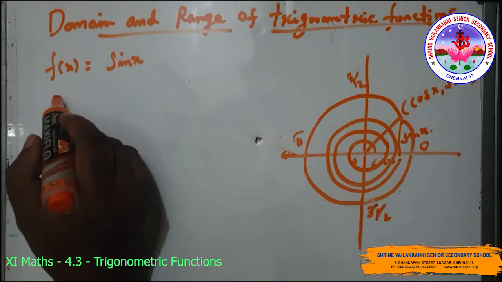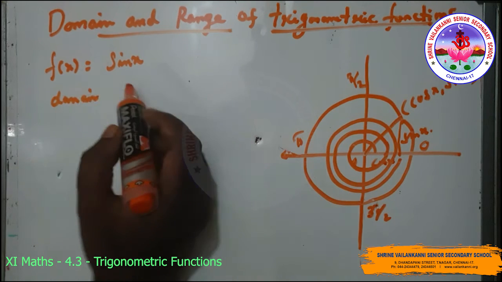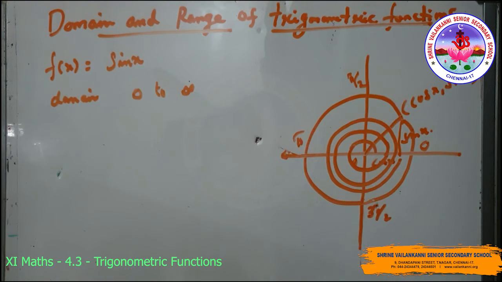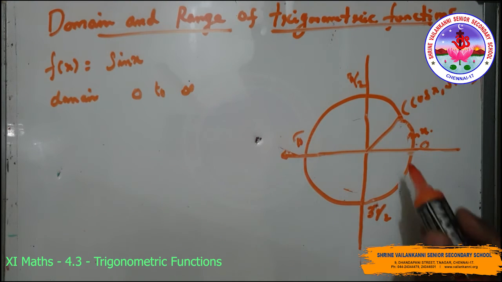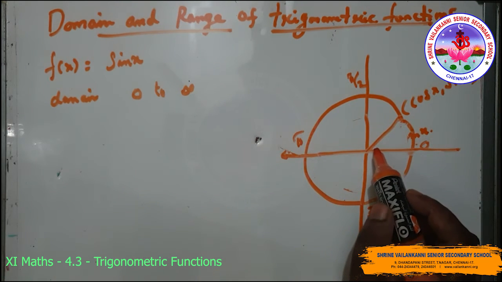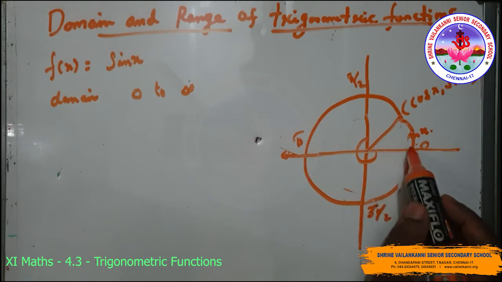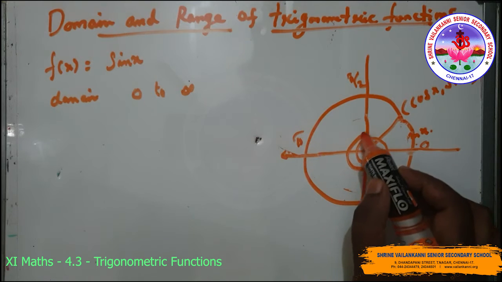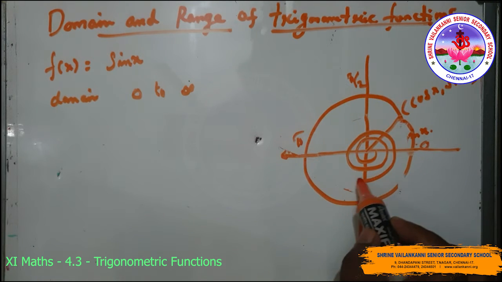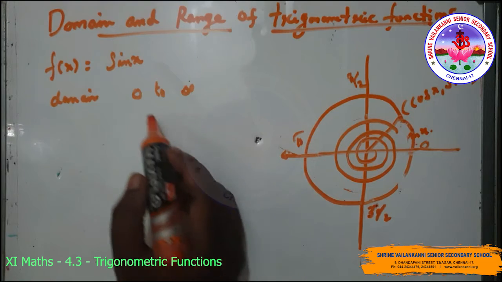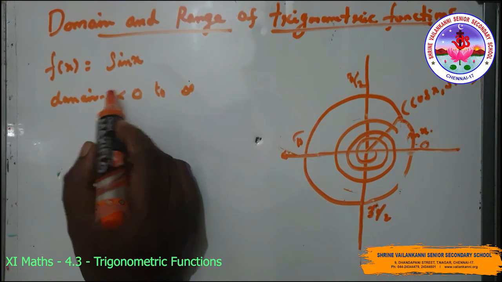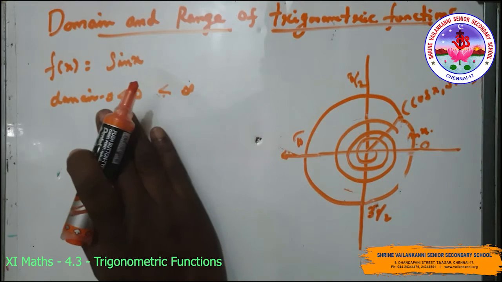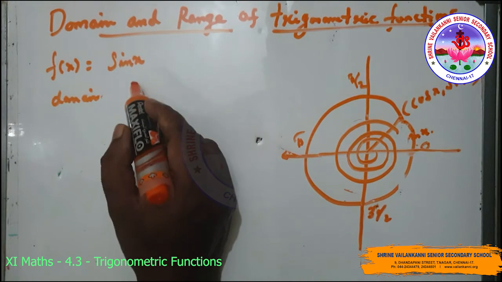So we can say that the domain is 0 to infinity. When it turns around in the clockwise direction, from 0 to 2 pi, and again it revolves clockwise, still it goes on. So it's from minus infinity to 0 and 0 to infinity, which means the domain is all real numbers.